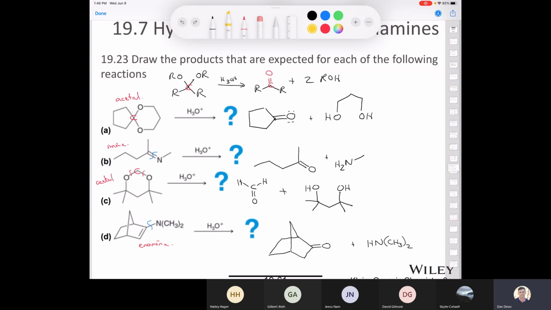Does everybody follow me on that? Because I want to move on to section 19.8, which doesn't have any mechanisms in it at all. And it deals with sulfur chemistry.